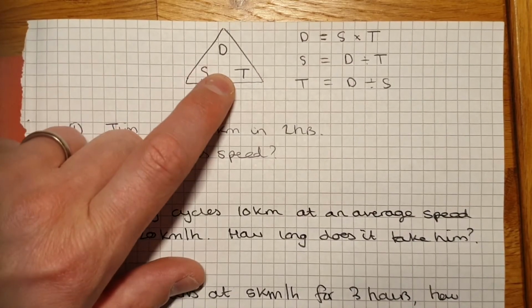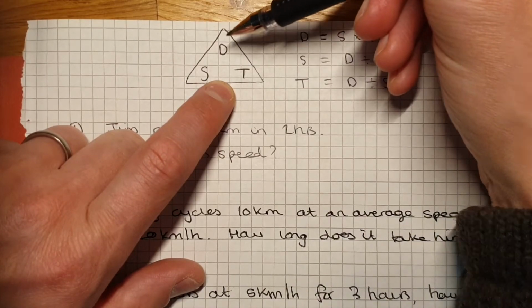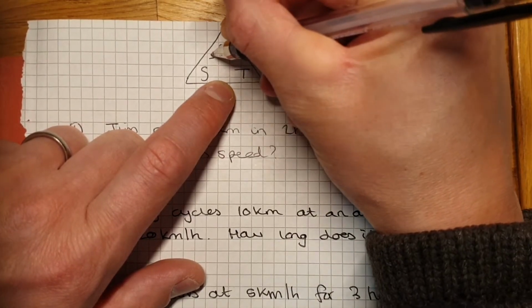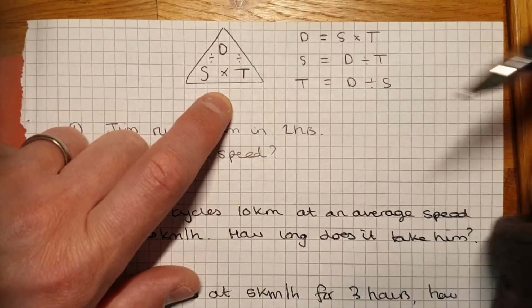So if you remember, you've got the distance, speed, time triangle. So D for distance goes on the top, it always goes on the top. So you can put a wee divide in here, a divide there, and you can put a times. So it's really helpful if you can remember this triangle here.